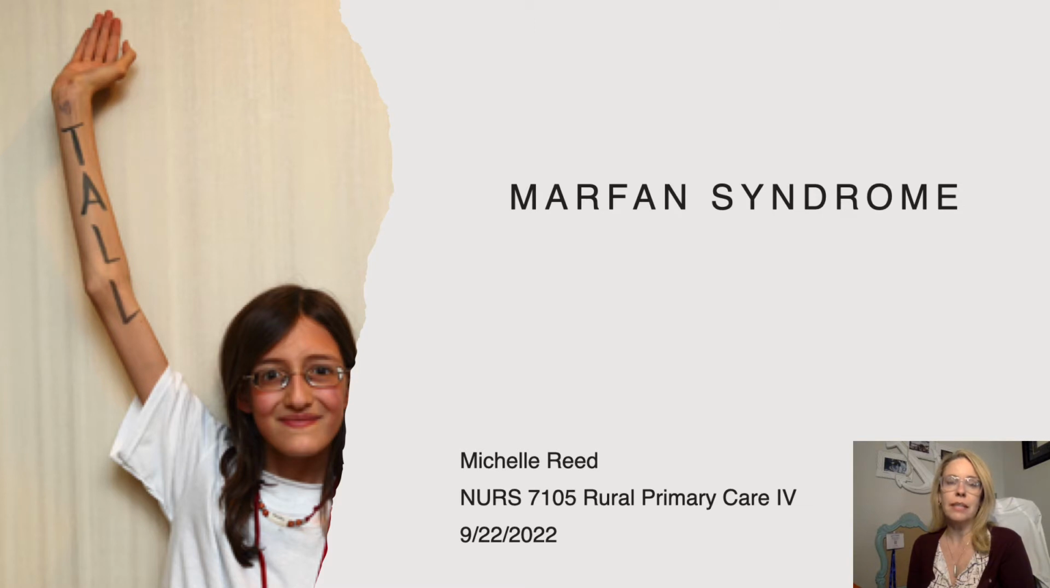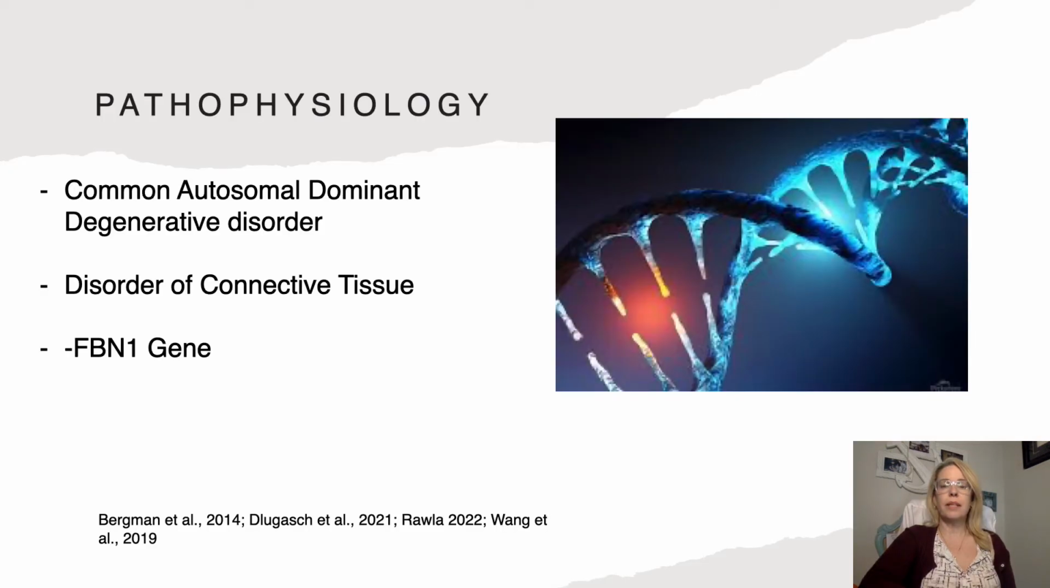And this presentation is on Marfan syndrome. Marfan syndrome is one of the more common inherited generalized degenerative disorders of the connective tissue that is primarily an autosomal dominant pattern, although there's 25% without any family history. Remember, autosomal dominant means that the patient with this has a 50% chance of passing it on to their offspring.